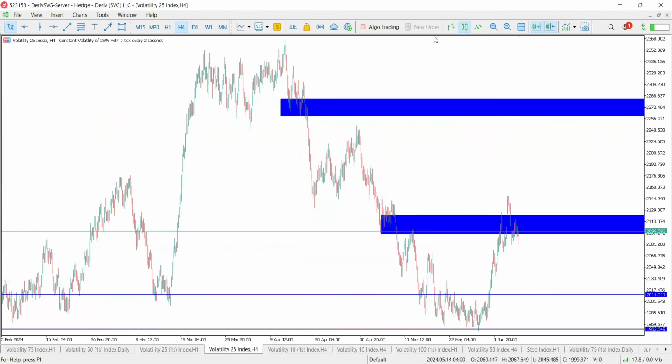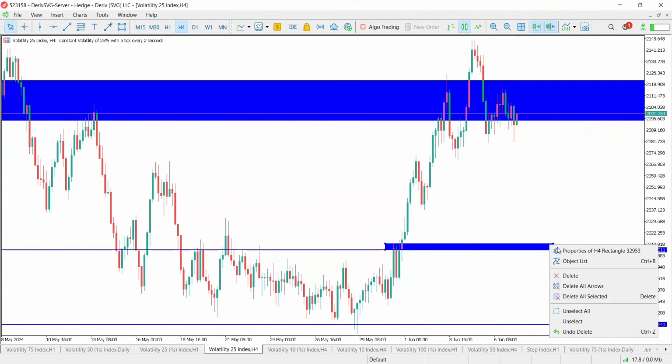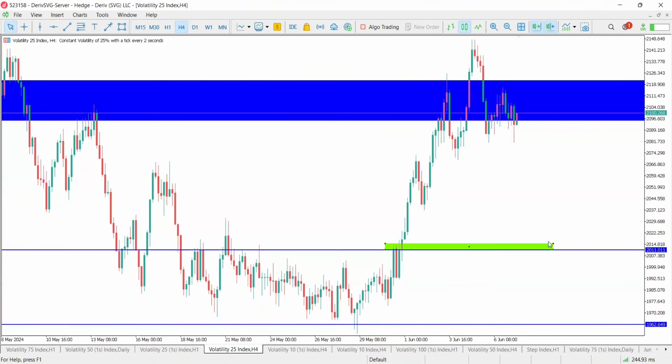So let's check H4, so that we can check. Now, H4, you can see here, now we are going to mark. We're just going to change the, you can see we have this area that was not tested. I can just change it to green so that you use it to trade your day-to-day trades, your intraday trades, your day-to-day trades that you're going to take holding maybe for a few days, or maybe like that.